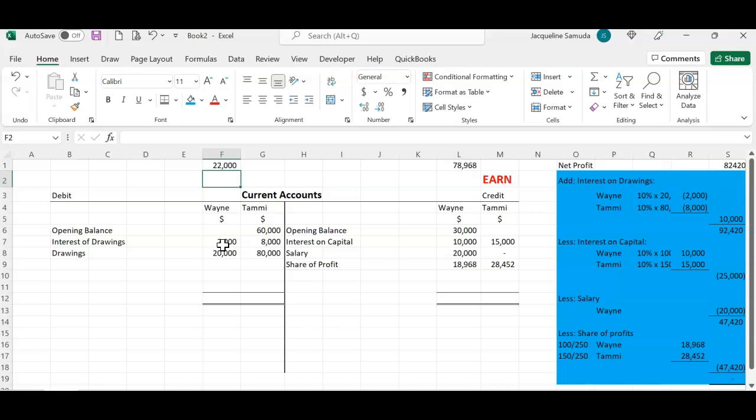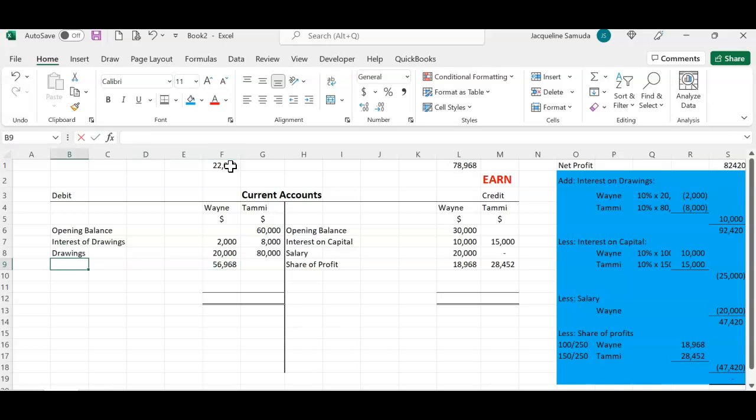Find the difference between the two numbers and put that difference on the smaller side. So I'm going to put the difference here. Difference meaning that I'm going to subtract the 22 from the 78. So the difference between the two figures is $56,968. So step two was to find the difference between both sides, and put the difference on the smaller side, which in Wayne's case happens to be the debit side.